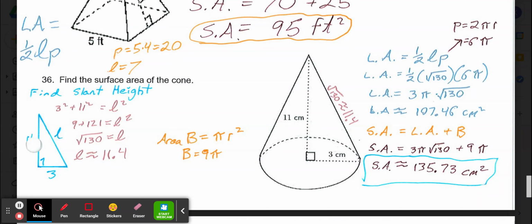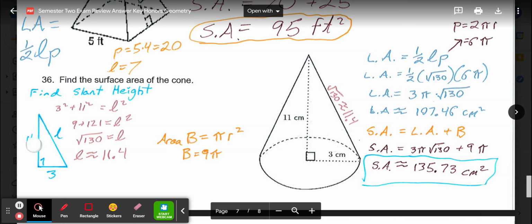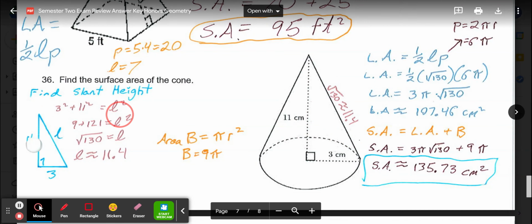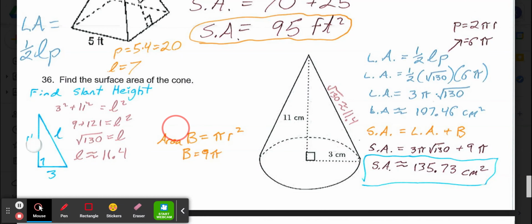Then we get into surface area of the cone. First, for surface area of the cone, we need to find the slant height. Use the Pythagorean theorem: 3 squared plus 11 squared equals our slant height squared. Here's the setup for that. So our slant height is the square root of 130, or approximately 11.4. Find the area of our base, pi r squared. Radius is 3, so the area of the base, radius squared, is 9 times pi.